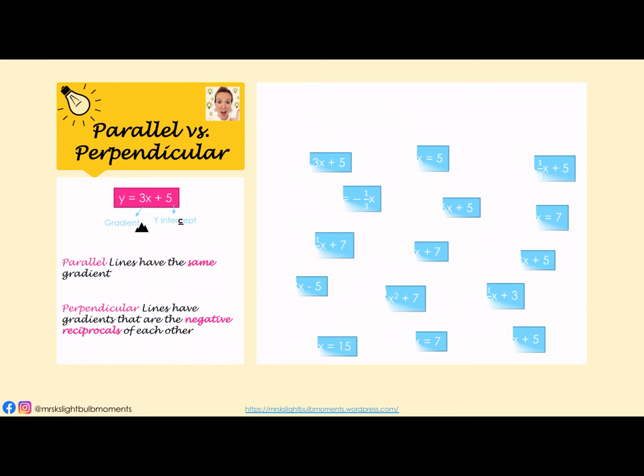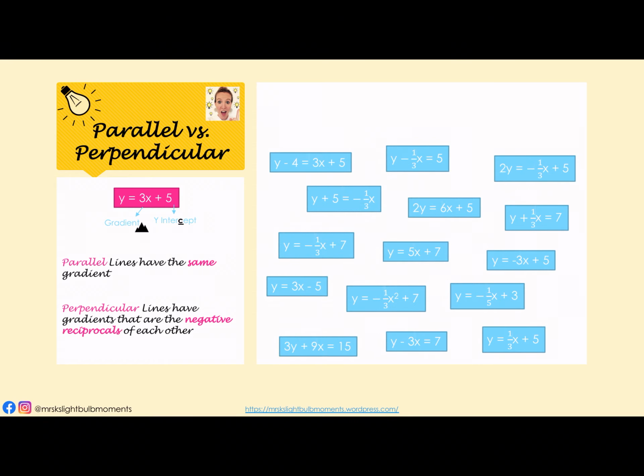Now I'd like you to try this little task for me. It's about really spotting some of these connections between the equations of a line and what they mean, but also testing your rearranging skills, something that comes up a lot in any type of equations question, but also equations of a straight line. So I'd like you to group these equations into those which would be parallel to y equals 3x plus 5, those which would be perpendicular to y equals 3x plus 5, and those that would be neither.